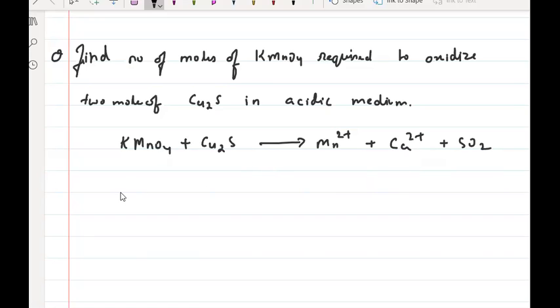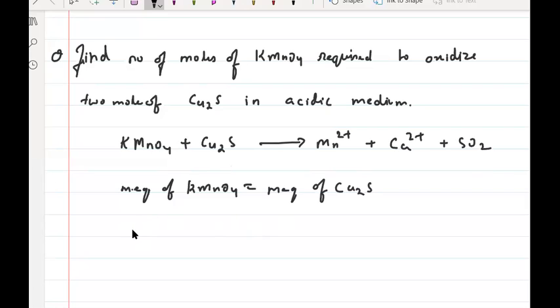Now, according to the law of chemical equivalence, what can we say here? We can say that milliequivalent of KMnO4 equals milliequivalent of Cu2S. See, this reaction is not balanced. You don't have to balance it if you know the law of chemical equivalence. What is the benefit here? You don't have to worry about SO2 or Cu, you just have to worry about these two. And you don't even have to worry about the stoichiometric coefficients. You just have to see what the n-factor, the valency factor, is.